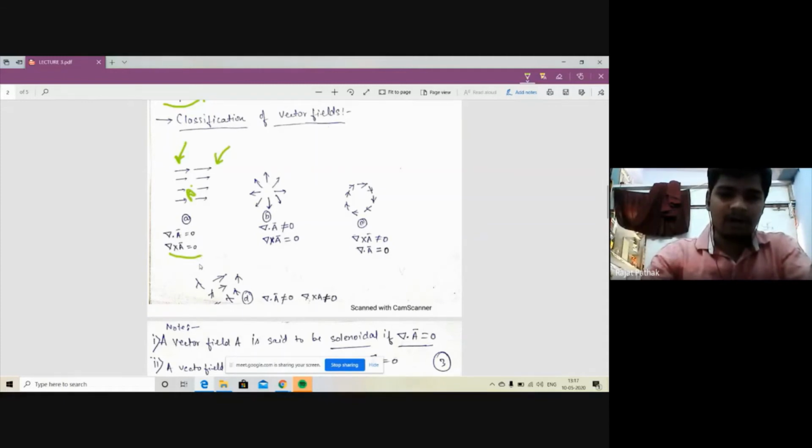The curl of A is also 0. What is the meaning of curl? As I told you, any rotatory action, any axial action. Here there is no rotatory or axial action. The field is not rotating about any point. So del cross A, the curl of this vector, will vanish. Okay, is point A clear or not?